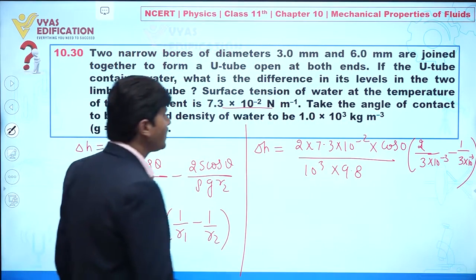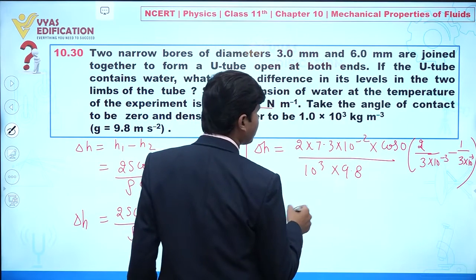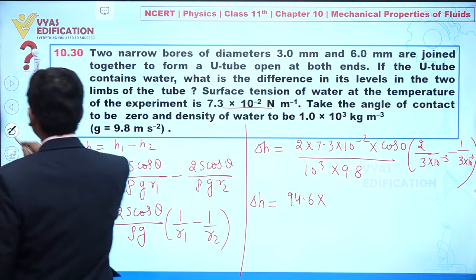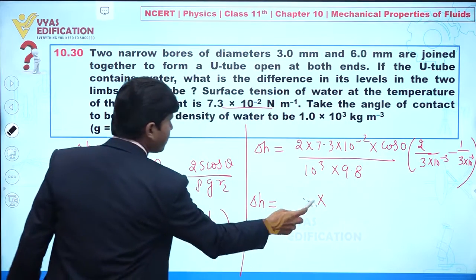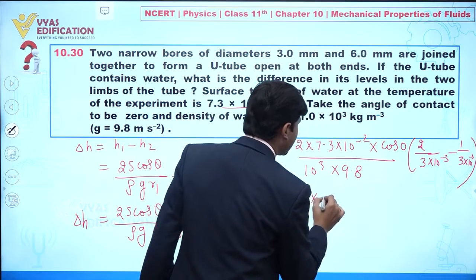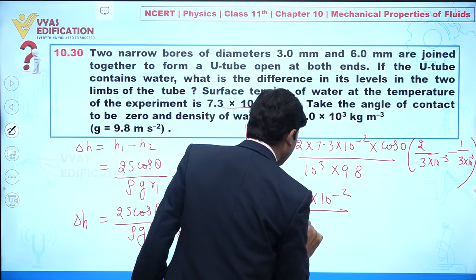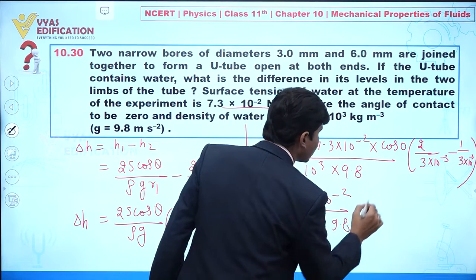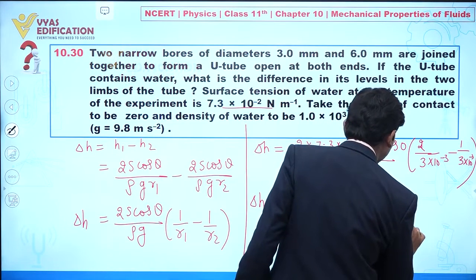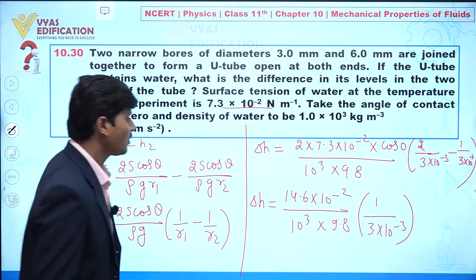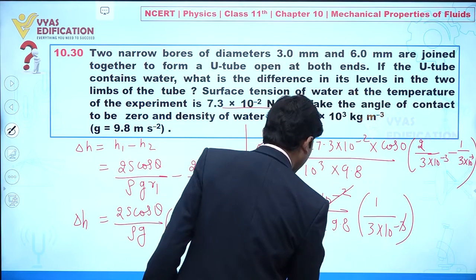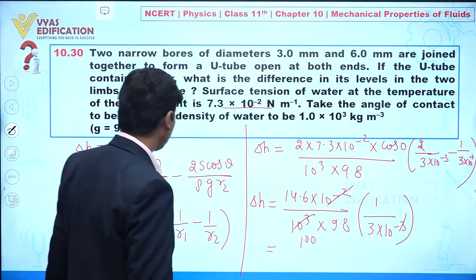So from here we can see the value of delta h is 14.6 multiplied by 10 to the power minus 2 divided by 10 to the power 3 and multiplied by 9.8. Now if I am taking the LCM, I can say this is 1 upon 3 into 10 to the power minus 3. So from here you can see this one and this one cancel out. So we can see here we have 100 only.